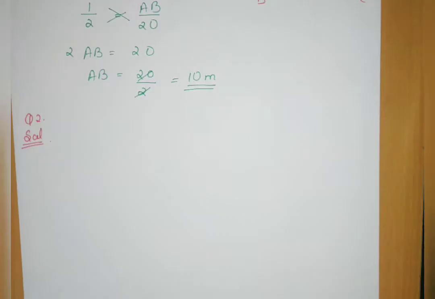So moving on to the second question. The question is, a tree breaks due to a storm and the broken part bends so that the top of the tree touches the ground, making an angle of 30 degrees. The distance between the foot of the tree and the point where the top touches the ground is 8 meter. Find the height of the tree.